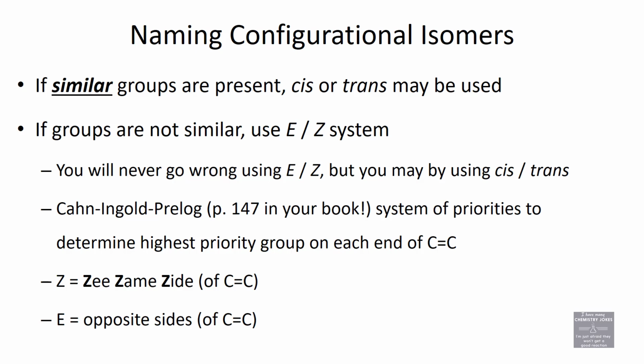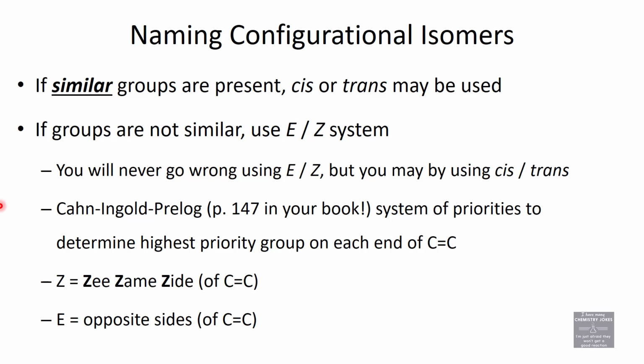If you have very similar groups around your alkene, you can use the name cis-trans. But cis-trans is not good enough always because your groups are not always similar. So, you guessed it, IUPAC, the International Union of Pure and Applied Chemistry, came up with the EZ system of nomenclature. It's not difficult, it's EZ. EZ says if your two highest priority groups are on the same side, we're going to call it Z. If they're on opposite sides, we're going to call it E.